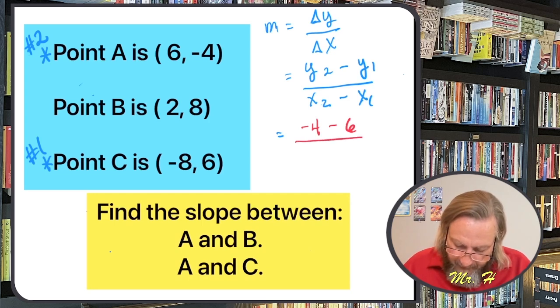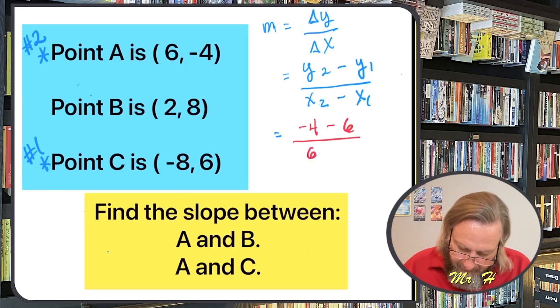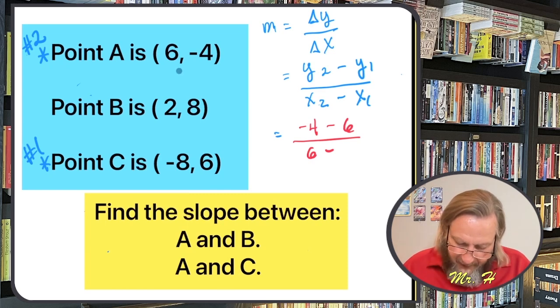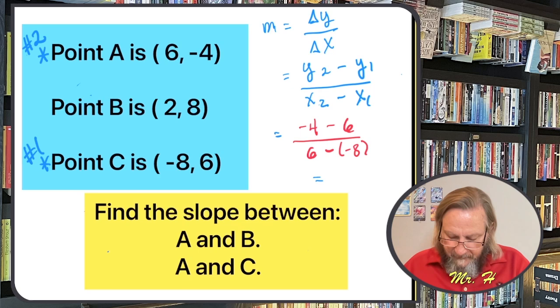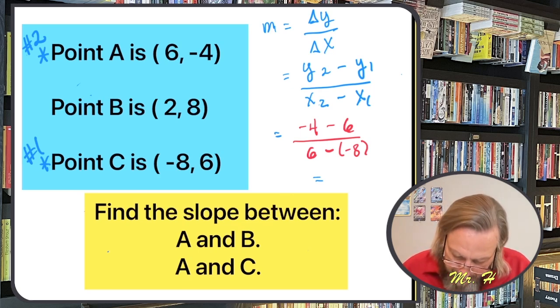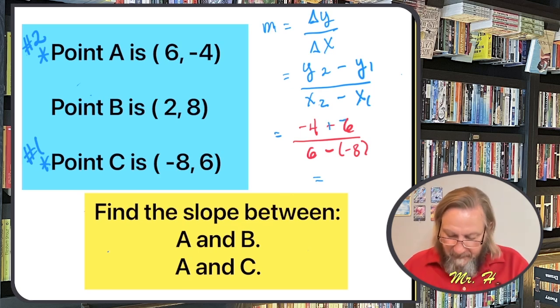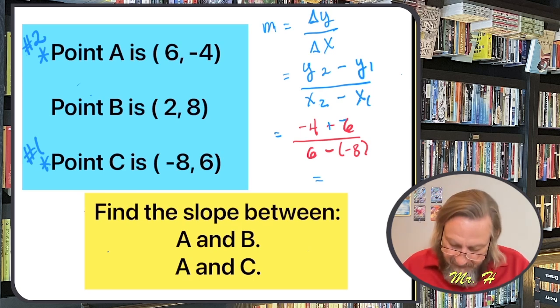What about the denominator, the bottom of the fraction? The x of the second point, that's this one right here, that's the 6, minus the x of the first point, that's going to be -8. Look at that, we're going to have another minus -8. So let's do the math. In the numerator, the top of the fraction, we have -4 minus 6. If it helps you, remember that that means plus -6. -4 plus -6, clearly that's going to be -10.